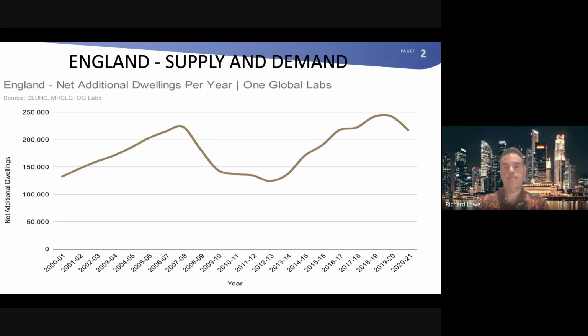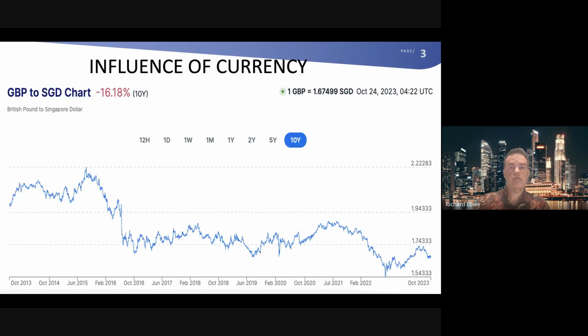Certainly one of the fundamental drivers in any industry is the supply-demand deficit. Now, I think most of the people on the call tonight are from Singapore, but we do have others I know from Malaysia and 1 or 2 other countries.